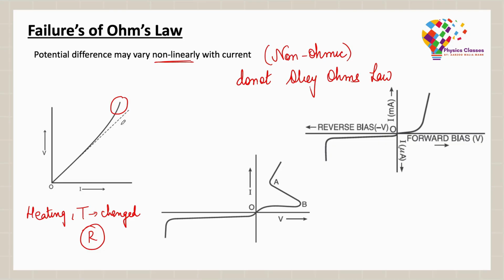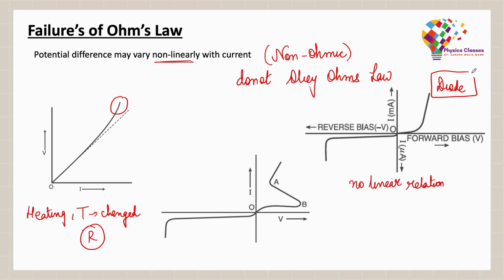If you look at the graph here on the right, again you can see that there is no linear relationship between V and I. Here the current increases rapidly, and here there is almost no current at all. This graph is basically for a diode. A diode is firstly not a metallic conductor; it is generally made up of semiconductors. So it does not obey Ohm's law. It's a non-ohmic device.